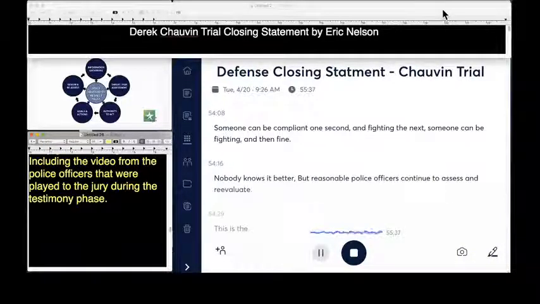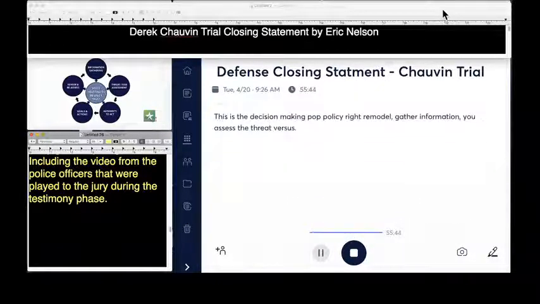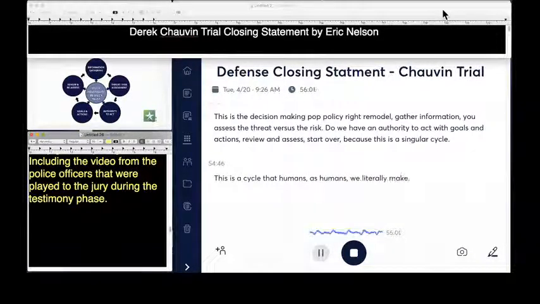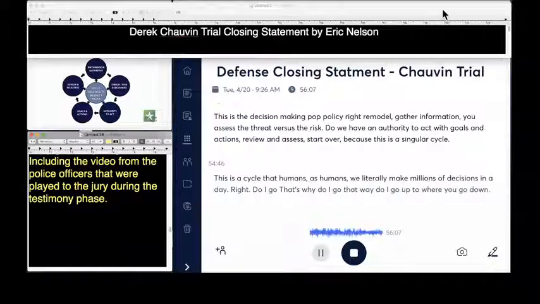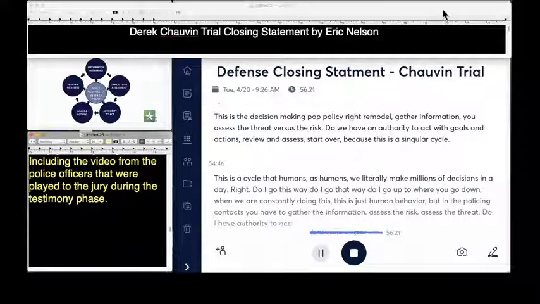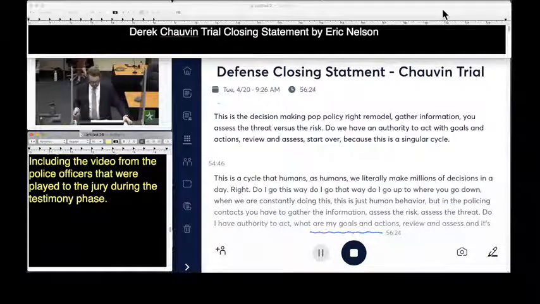This is the critical decision-making policy, right, or model. You gather information, you assess the threat versus the risk. Do we have an authority to act? What are our goals and actions? Review and assess. Start over. Because this is not a singular cycle. This is a cycle that humans, as humans, we literally make millions of decisions in a day, right? Do I go this way? Do I go that way? Do I go up? Do I go down? I mean, we are constantly doing this. This is just human behavior. But in the policing context, you have to gather the information, assess the risk, assess the threat. Do I have authority to act? What are my goals and actions? Review and assess. And it's constantly rotating.